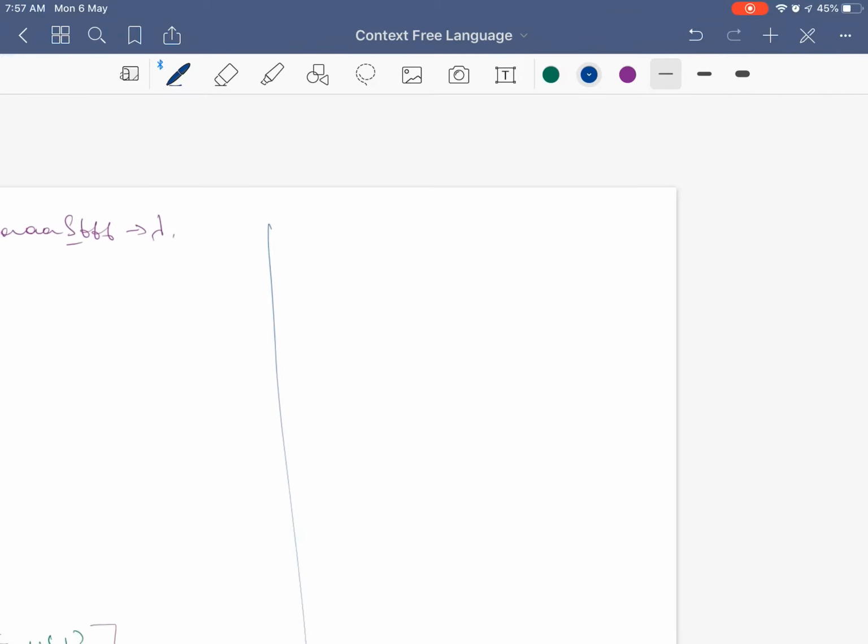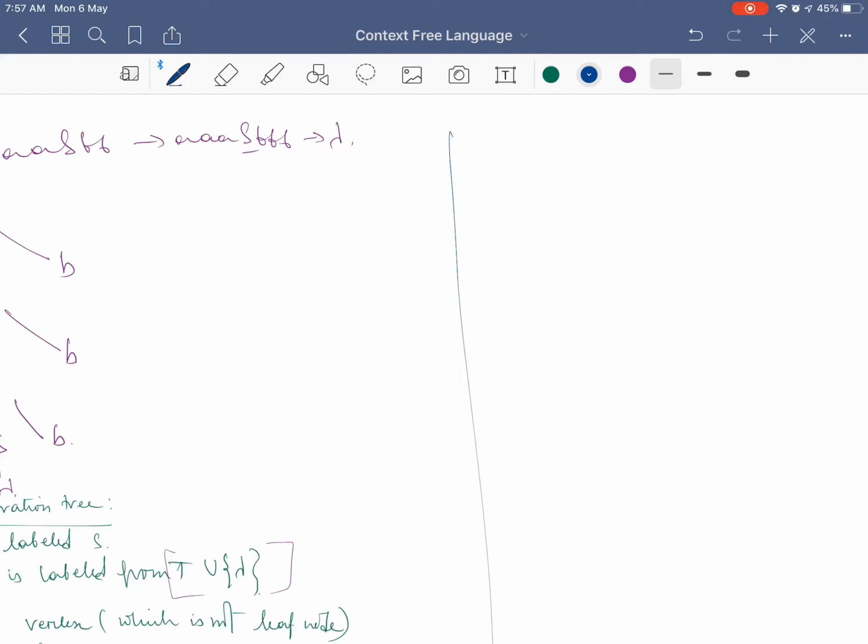Now, let us see an example, then it will be a little bit more clear. Suppose I write S to AB, then A to BBb, then B to A, then lambda. Now in the exam, they will ask you to find out a particular string using a derivation tree. Suppose in this case you are asked to derive this string A4B.